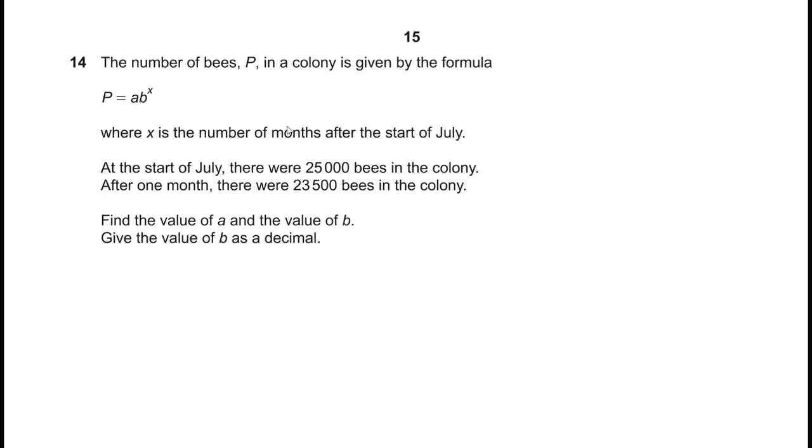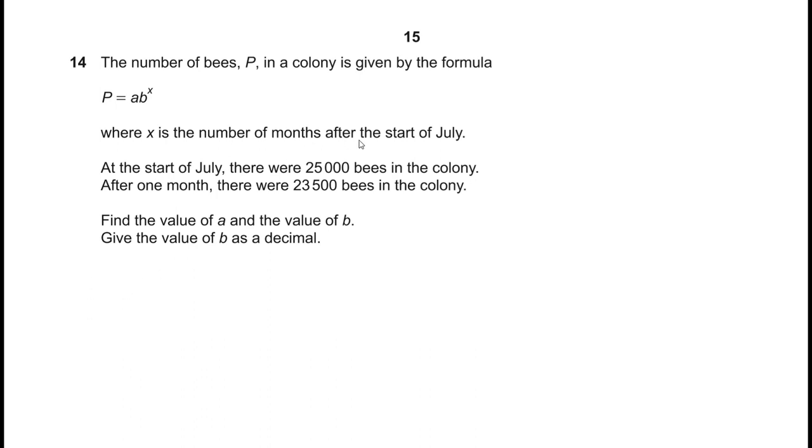Question number 14. The number of bees P in a colony is given by the formula P equals A B to the X, where X is the number of months after the start of July. At the start of July, there were 25,000 bees in the colony. After 1 month, there were 23,500 bees in the colony. We have to find the value of A and the value of B. Give the value of B as a decimal.